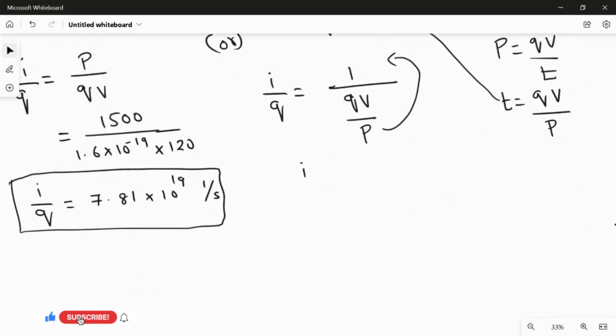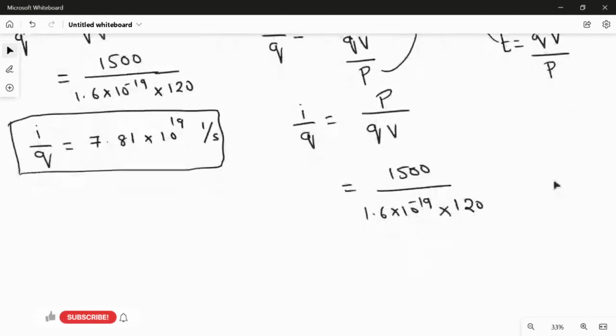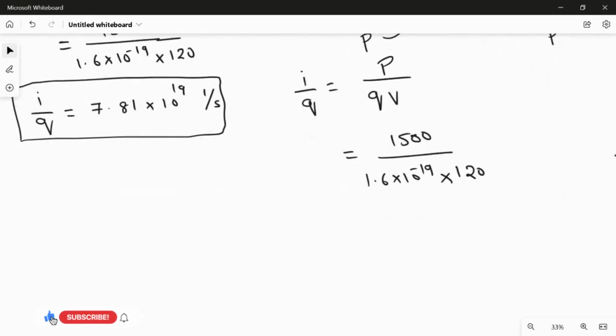So if you rearrange this equation, it is modified as current over charge, which is equal to power over charge multiplied by voltage, and the power value we have as 1500 watt, the value of the charge is 1.6 multiplied by 10 power minus 19, and the voltage value here is 120. So here also we will get the same answer. The answer for this part, I over Q, is equal to 7.81 multiplied by 10 power 19, and the unit is 1 over second.